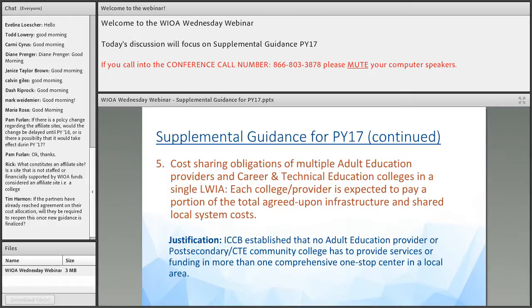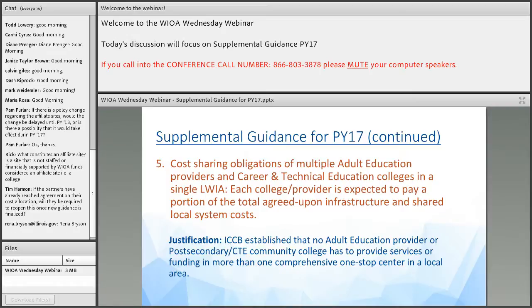So this is specific to LWIA 7 in Cook County, that the providers who are located there, if there is no comprehensive one-stop center in their immediate service area, such as, for example, Maywood, then they would not have to pay into a comprehensive one-stop center that was outside of their area, and where they would receive no proportional benefit. I would like to open it up to LaVon Nelson of ICCB to offer some additional comments about this particular item of guidance.